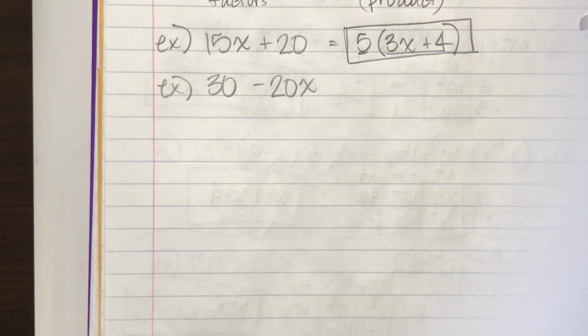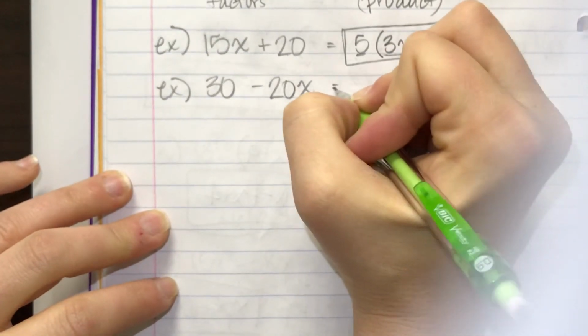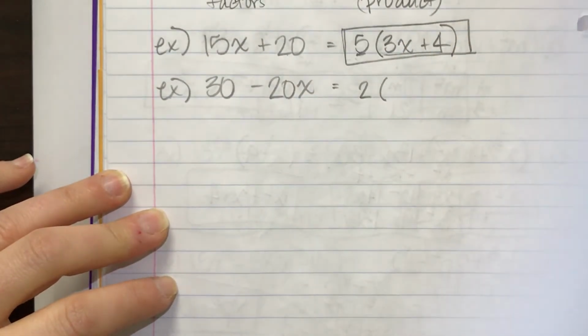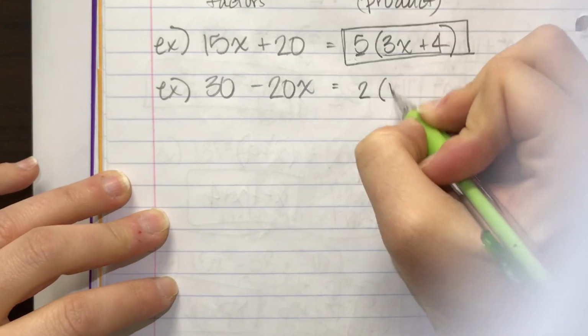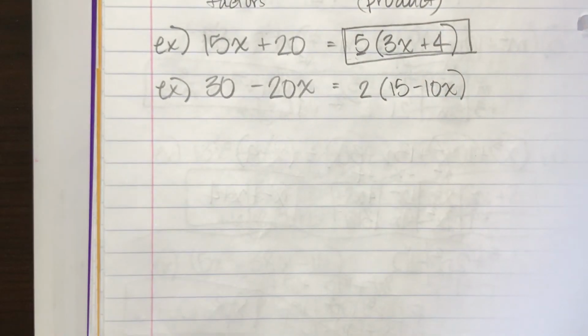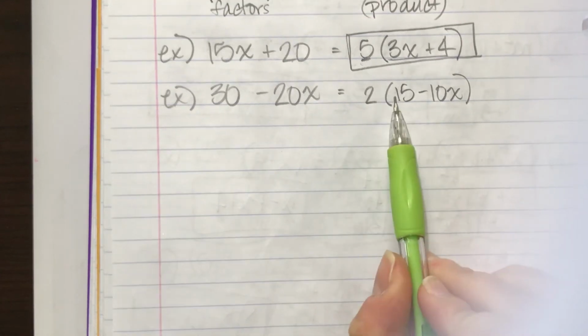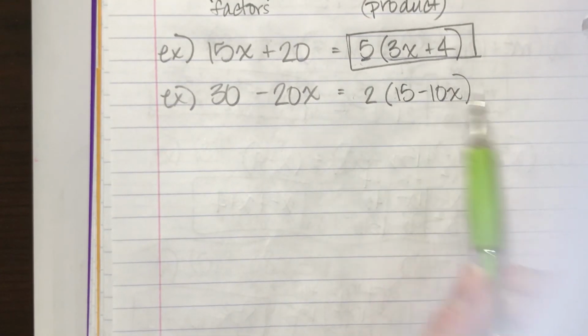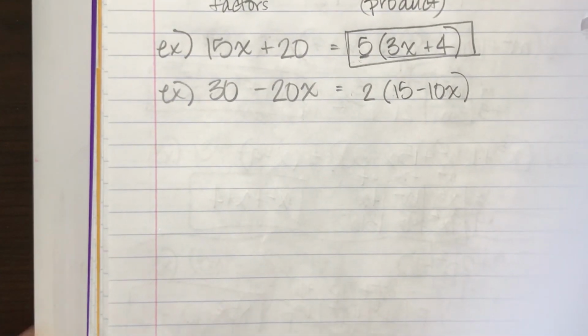All right, Carter, you said you have an answer. What'd you come up with? 2, and then a parentheses: 15 minus 10x. 2 times 15 minus 10x. Let's check him. Does that make 30 minus 20x? Yes, it does.